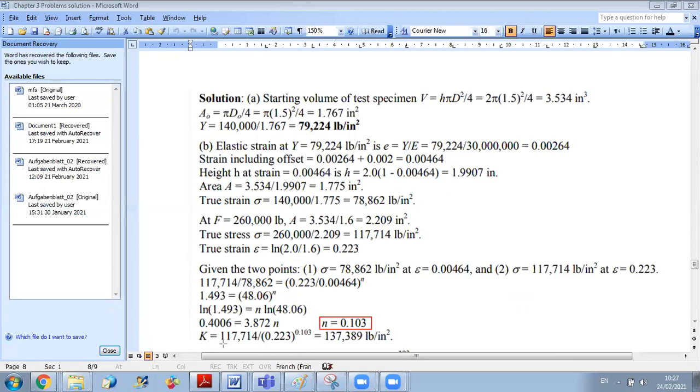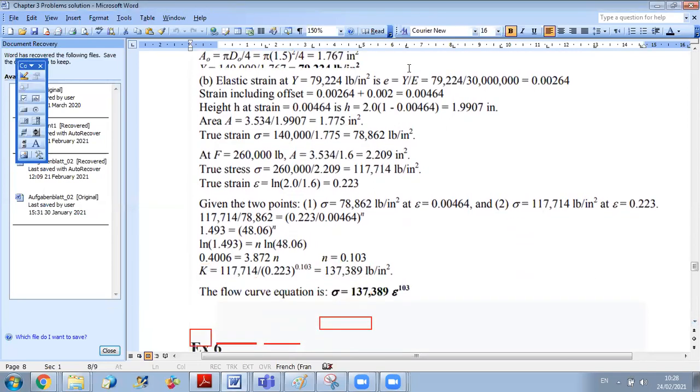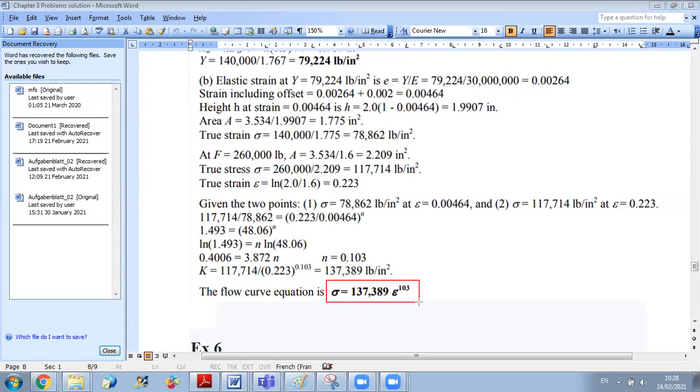So k, for example, here they selected the second point. So it is sigma 2 over epsilon 2 to the power n. They got the value of k. And of course, the unit of k is the same as the unit of sigma, which is lb per inch square. Okay, and therefore, once I find the values of k and n, then I can find the equation of the flow curve, which is of the form sigma equal to k times epsilon to the power n.